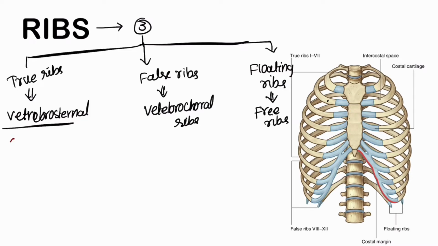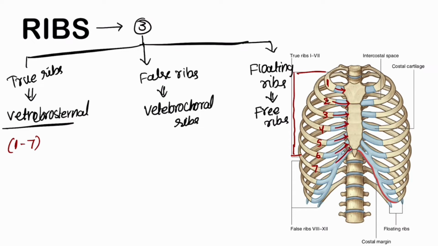True ribs are 1 to 7 in number. Now let us see them in the diagram. This is the first rib, second, third, fourth, fifth, sixth, and seventh. These 7 ribs are known as the true ribs. These ribs are called true ribs because they directly attach to the sternum. Look at this here. They directly attach to the sternum. So that is why they are called true ribs.